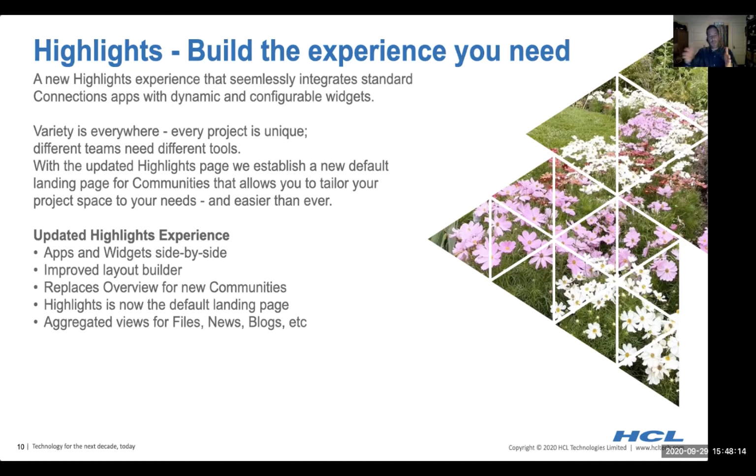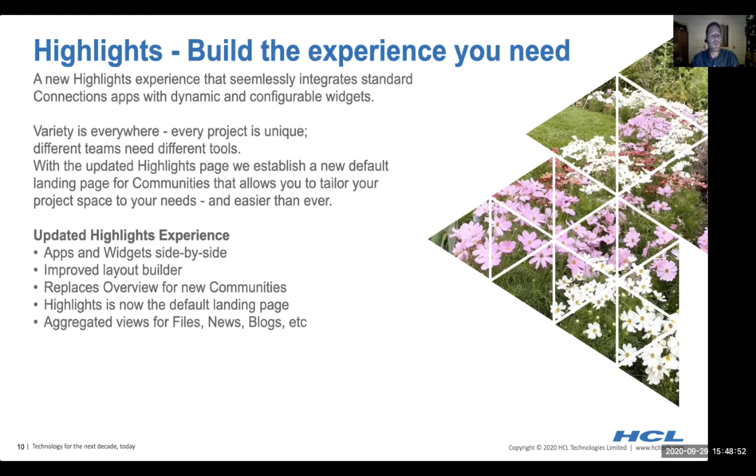There are a couple of things that result out of that. For example, how you add apps, etc. But that's the first line here under the updated highlights experience. What we will now be able to do is show apps, the traditional Connections apps like blog, wiki, files, etc., next to the widgets that you know from highlights or the Engagement Center. So you can bring them into the highlights page, one page where these two are displayed side by side. We worked on how you actually create the layout. So that is getting easier.